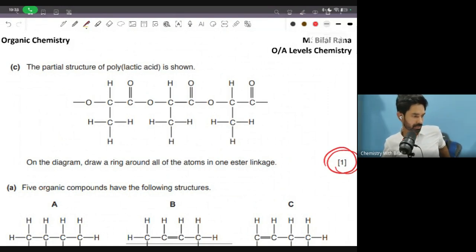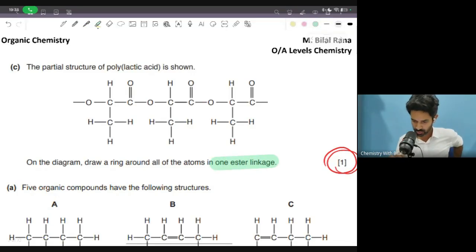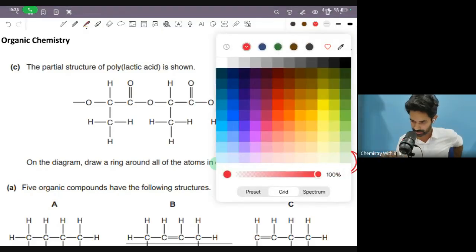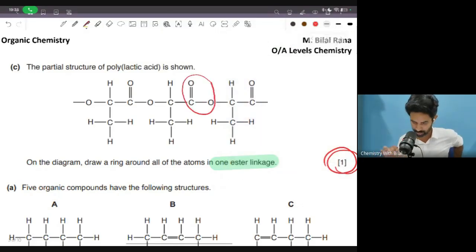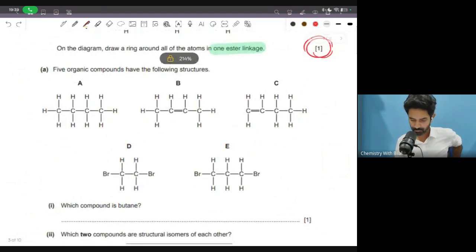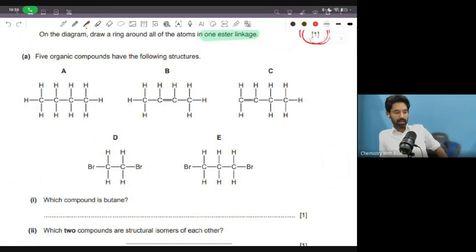The partial structure of polylactic acid is shown. On the diagram, you can see the partial structure, the ajeeb, horrible structure is shown. On the diagram, draw a ring around the atoms of one ester linkage. So ester linkage kya tha? We discussed many times, CO2. This is ester linkage. This is also ester linkage. So आपने किसी एक पे draw करना है, जिसपे मर्जी draw करना, right? So you got one.